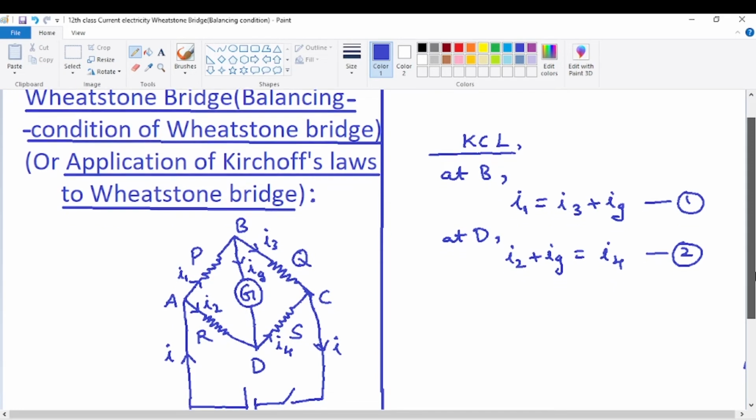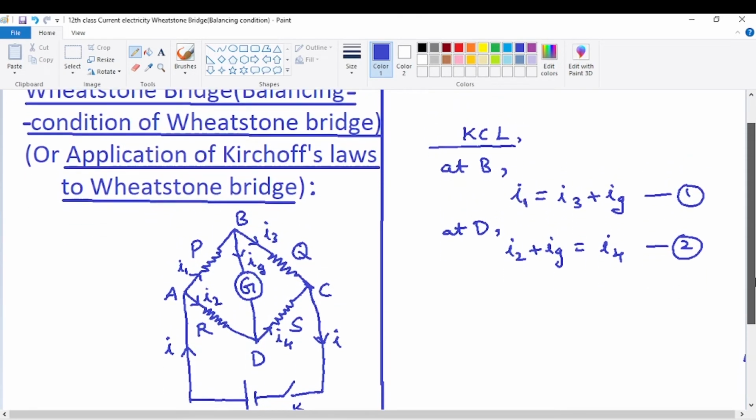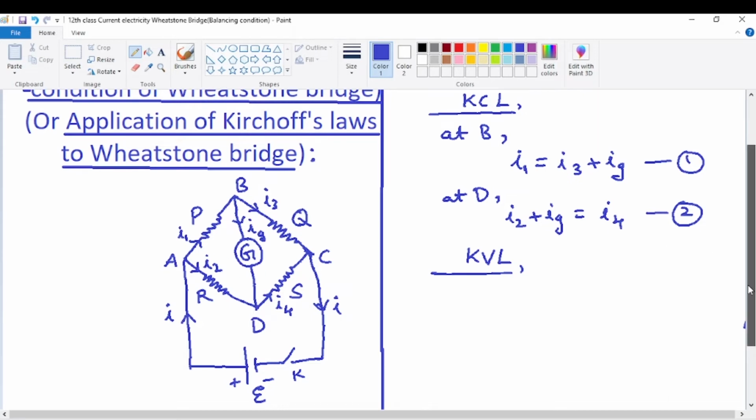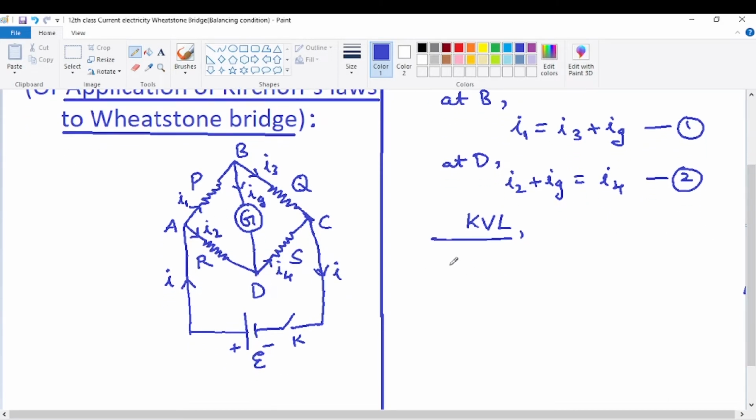So now applying Kirchhoff's voltage law, KVL, for one closed loop. The closed loop here is ABDA, and the direction is clearly visible.